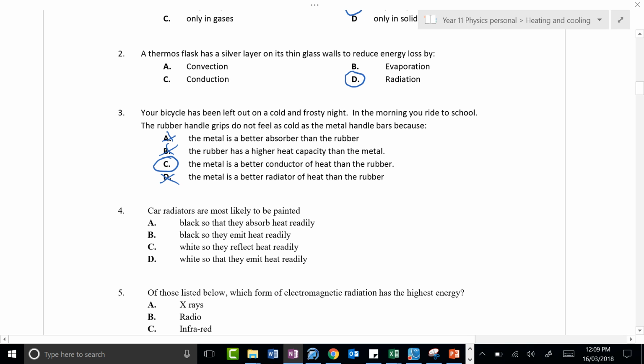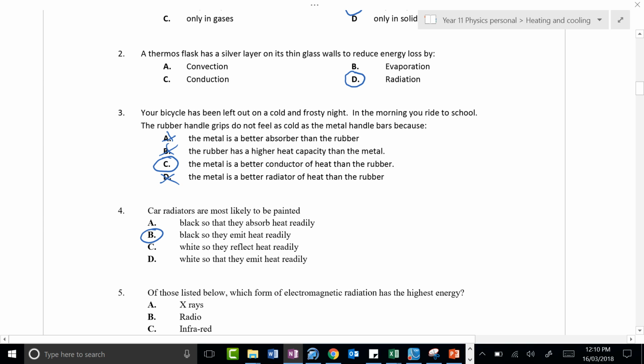Now, car radiators are likely to be painted. You're the car man, Giuseppe. What colour do you think a car radiator would be? Would it be black or white? I'm going to say white. No. If they're trying to get rid of heat, well, yeah, but black emits heat more readily. So if you've got black and then a matte substance, black is actually going to emit more heat. Do you want heat in the radiator? You want heat away from the radiator. So it's black, so they emit heat readily.